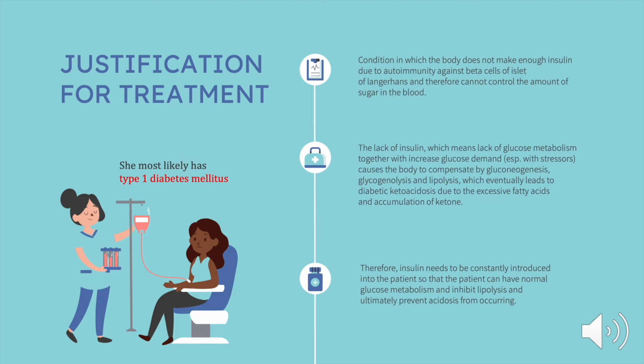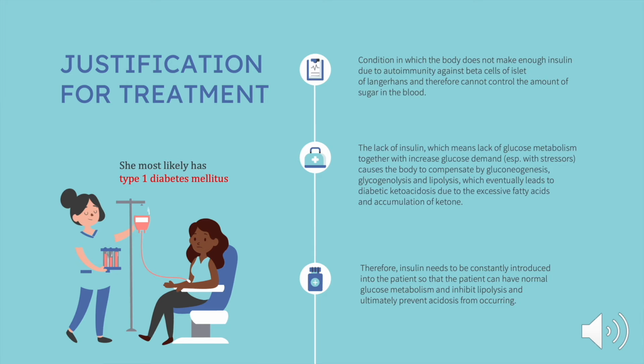So, for the justification of the treatment, which is question number 2, we chose insulin because she most likely has type 1 diabetes mellitus, a condition in which the body does not make enough insulin due to autoimmunity against beta cells of the islet of Langerhans, and therefore cannot control the amount of sugar in the blood. The lack of insulin, which means lack of glucose metabolism, together with the increased glucose demand, especially with stressors, causes the body to compensate by gluconeogenesis, glycogenolysis, and lipolysis, which eventually leads to diabetic ketoacidosis, DKA, due to the excessive fatty acids and accumulation of ketone.